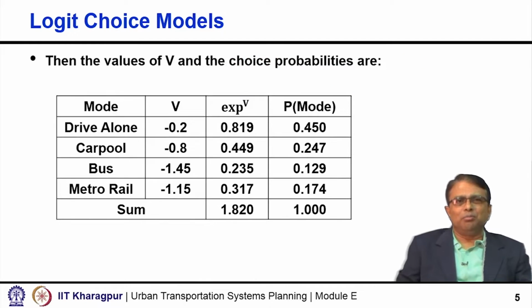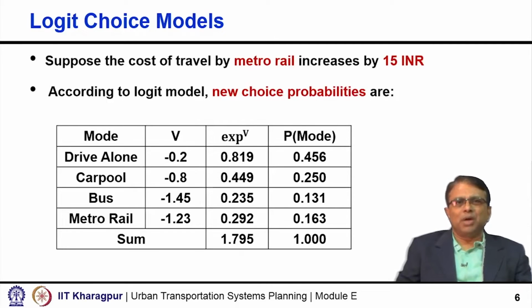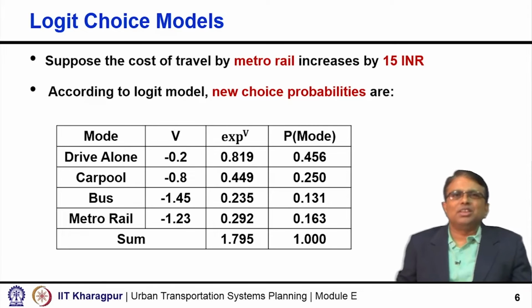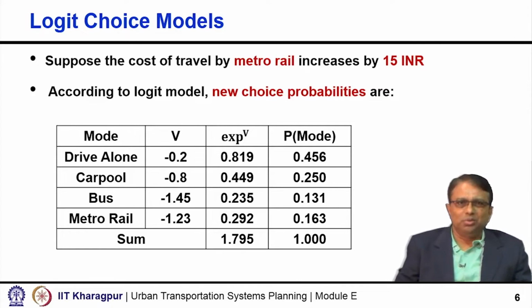But now the metro rail value utility was minus 1.15, now it becomes minus 1.23. So, utility reduces further or disutility increases further because we have changed the fare, fare is increased. Obviously, the e to the power v you can calculate and now sum over that, and then using Logit model you calculate the probabilities.